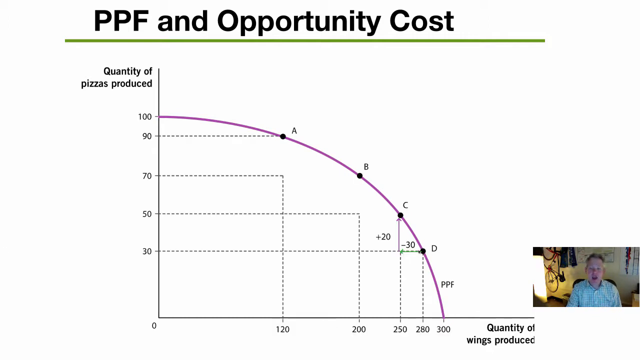So here we can see, starting at D, to increase 20 pizzas, we have to give up 30 wings, all right? Now, if we want to increase 20 pizzas from point C, we want to produce 20 more pizzas, notice now we're giving up 50 wings, all right? And the same thing is true here. If we're at B and we want to produce 20 more pizzas, it costs us 80 wings. So notice the number of wings that we have to give up to produce 20 pizzas increases with each 20 pizza step.